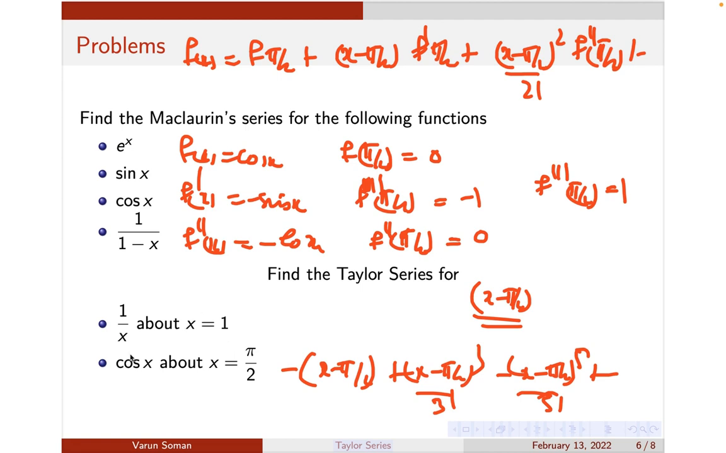Okay, so what I'll do is write cos x as cos of (x minus pi by 2 plus pi by 2). What is cos of (pi by 2 plus theta)? It is minus sin theta. So it is minus sin of (x minus pi by 2).